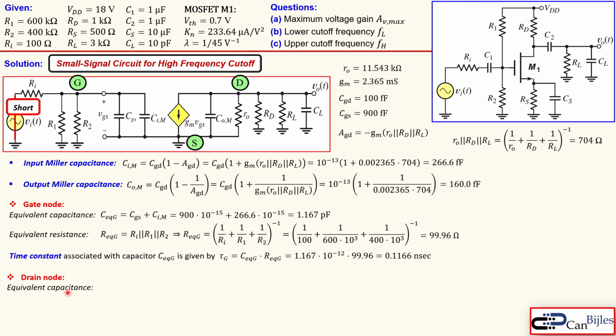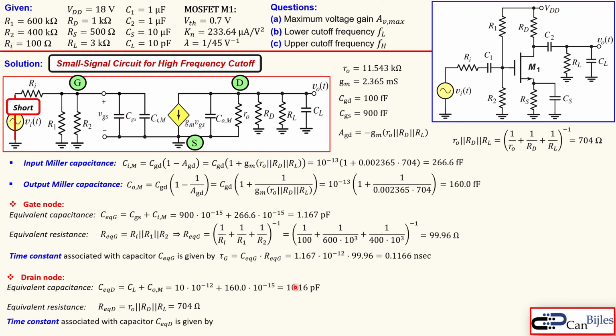Now next one, similar to the gate, we will do down for the drain. We will look at the equivalent capacitor. That is the COM, and in parallel to that is the CL, which is our load capacitor. Together they will actually make this equivalent capacitor here. That's now 10 picofarads plus 160 femto, so it's actually, this is dominating, so it together is 10.16 picofarads. Equivalent resistance seen at node D, which is actually the RO in parallel with RD in parallel with RL. And that's actually shown here, so that is then again, as we have calculated already, for 704 ohms.